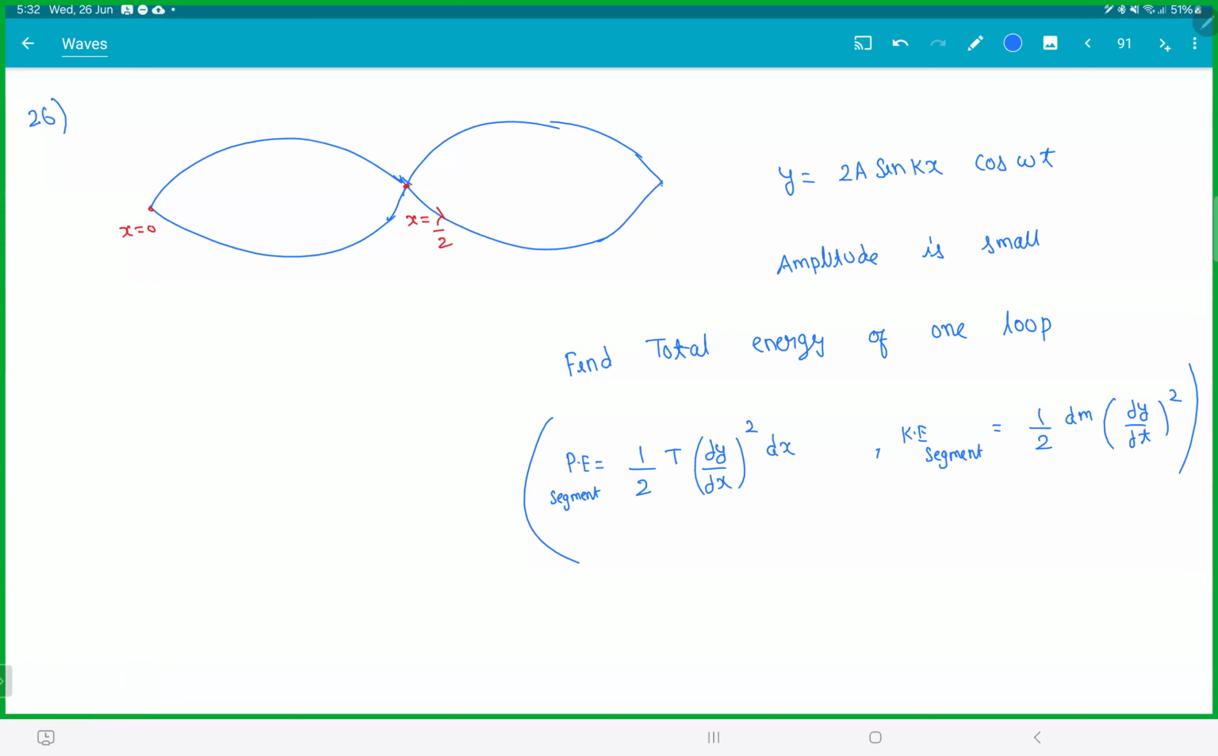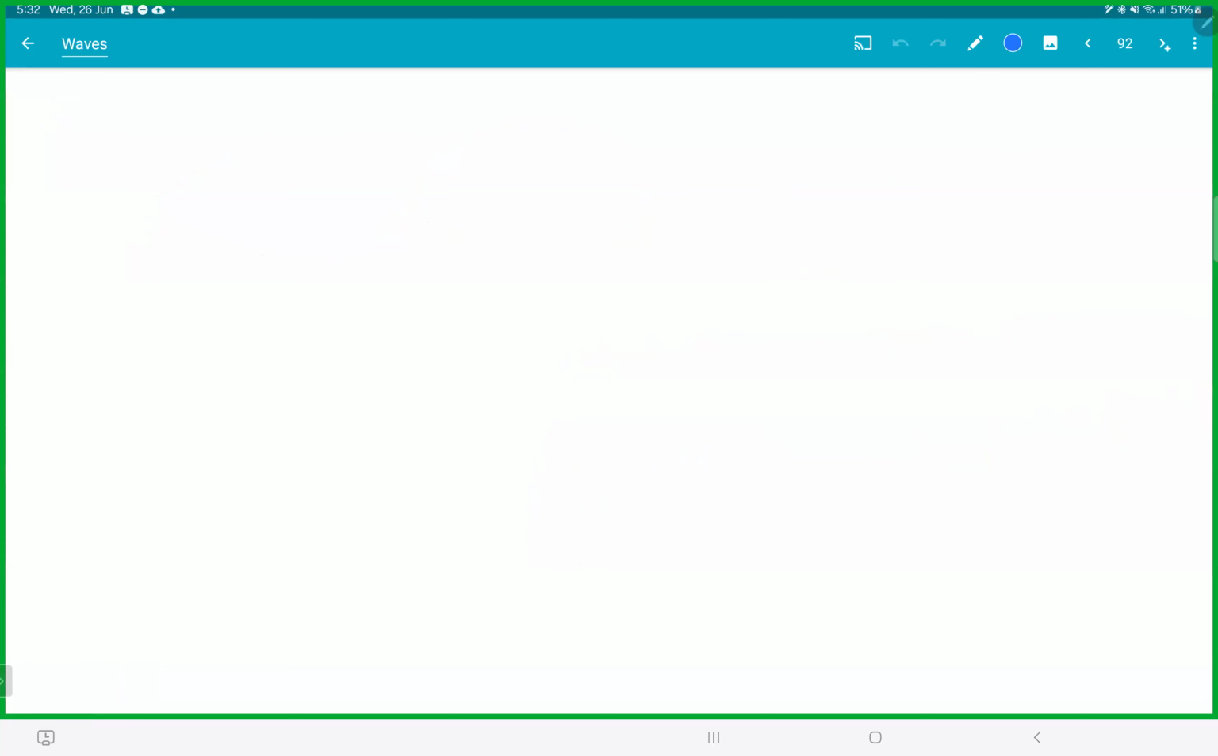Now, for this wave here, the potential energy would be the integral of tension dx (∂y/∂x) whole square. This will go from 0 to lambda by 2. This is the potential energy of a loop, but I think first let's do it for a segment.